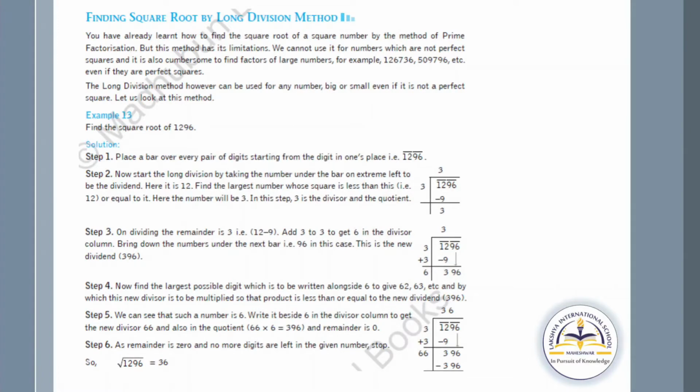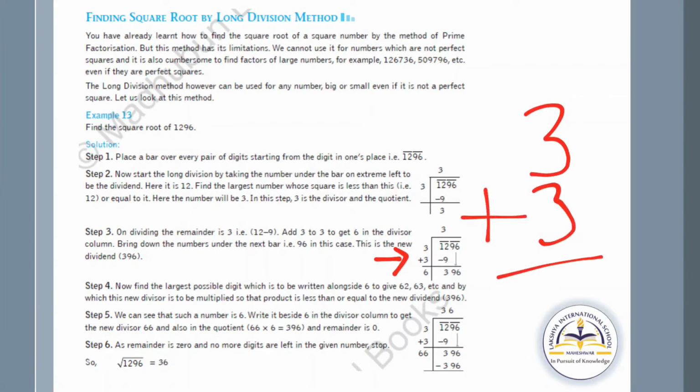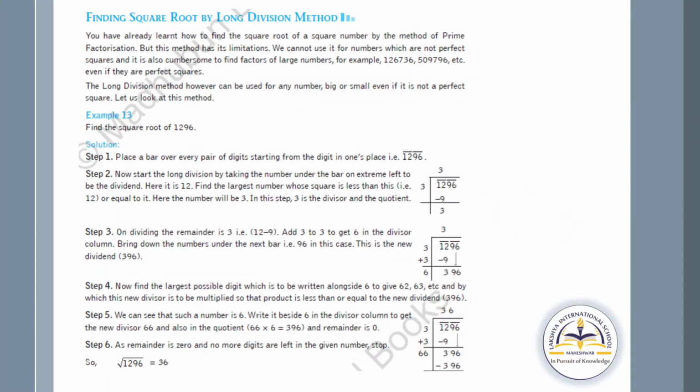Add 3 to get 6 in the divisor column. Bring down the numbers under the next bar, 96 in this case. This is the new dividend. You can see we have to add 3 plus 3, then we will get 6. Now we take one more pair from the quotient, that is 96. So our quotient will now be 396, and here it is 6.